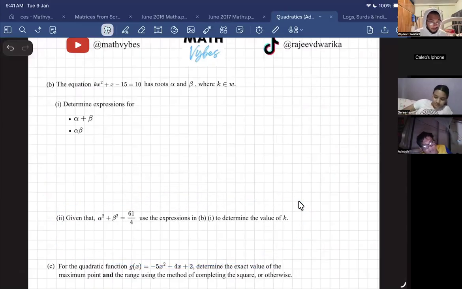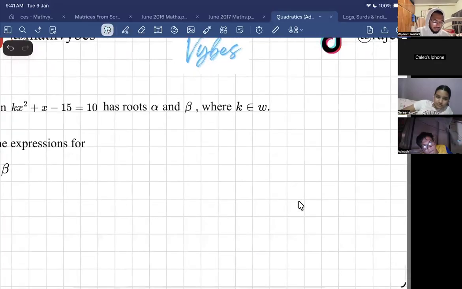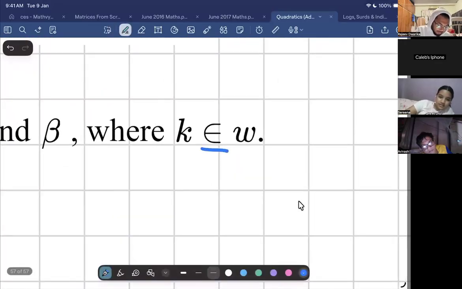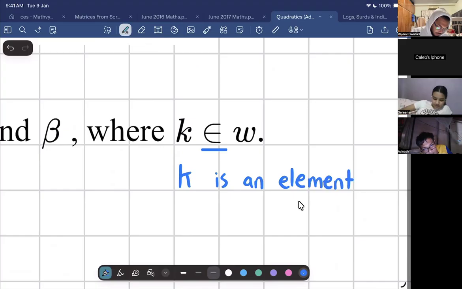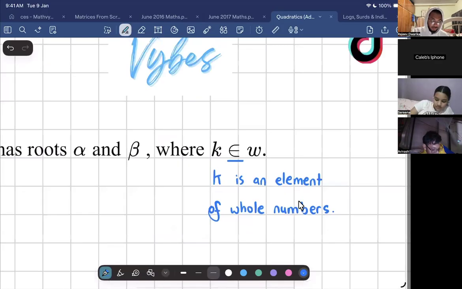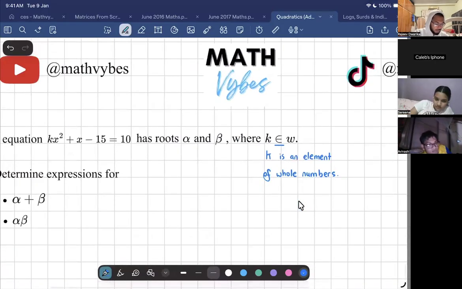Let me explain what I mean. They're saying, okay, so you see the symbol over here? This symbol means an element of. So they're saying K is an element of whole numbers. That's what it means. So the value that you get for K is supposed to be a whole number. That's what it means. Okay.